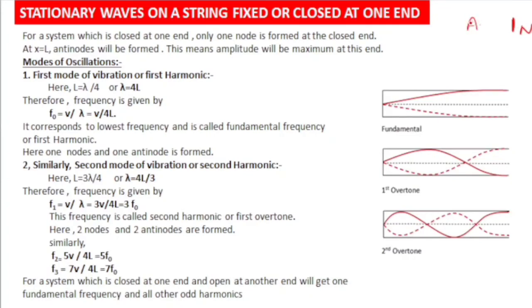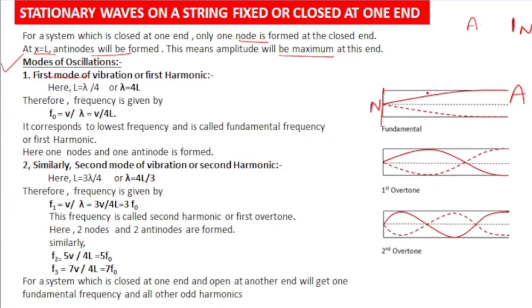So in this case, at one end a node is always formed, and at the other end, which is open, suppose the string is of length L, so at length L an antinode is always formed. At that place the amplitude is maximum. Here also there are different modes of vibration. First mode of vibration, or first harmonic: here one end is fixed, so at this point a node is always formed, and this end is open, so at this point an antinode is always formed.